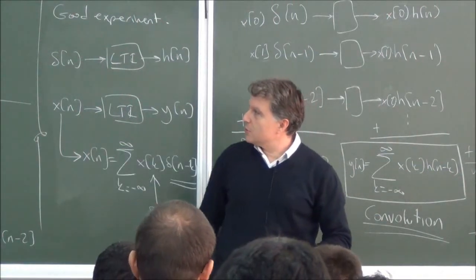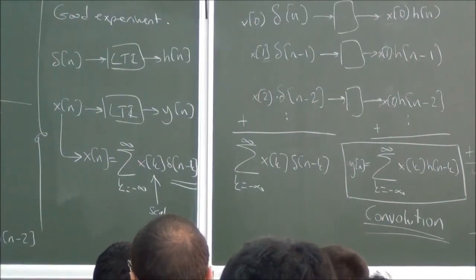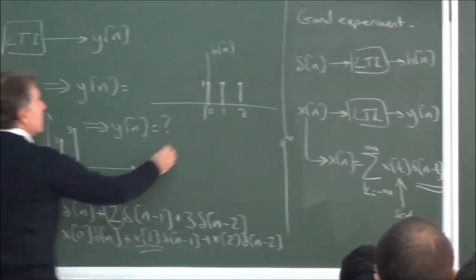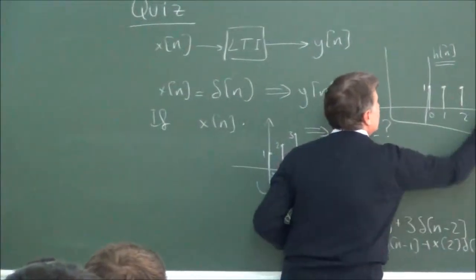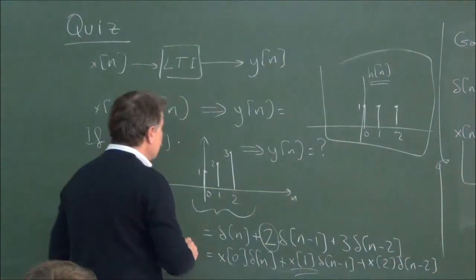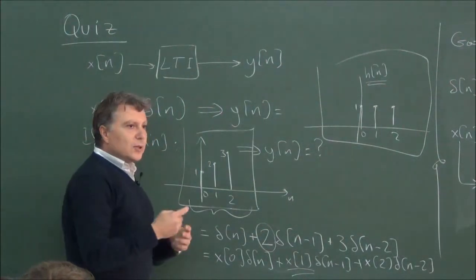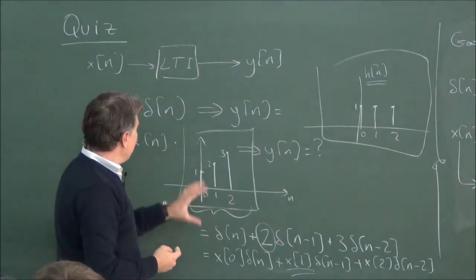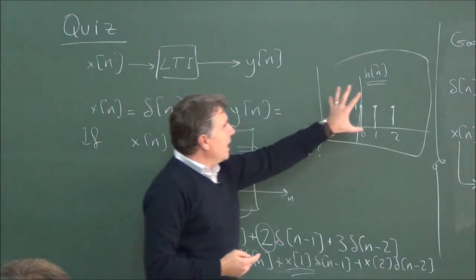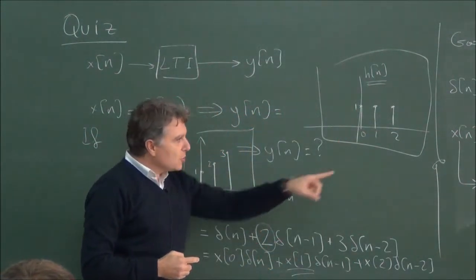Look at the quiz question once again. I said that the impulse response is this. So I have given you this. And I also gave you the input. Therefore, what you really need to do is you have to convolve the input and the impulse response using that formula.